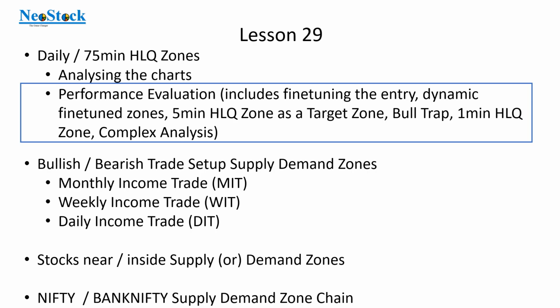Yes, certain things you have to do. What are those things? That is fine-tuning the entry to get the minimum 1:3 RR. The dynamic fine-tuned zones concept you learned in lesson 21.8, the 8th video in lesson 21. In lesson 21.8, I explained dynamic fine-tuned zones. Those opportunities you can identify only in the live market.